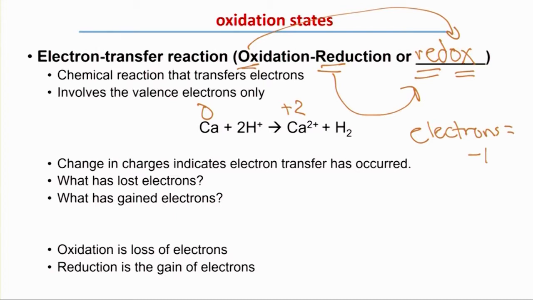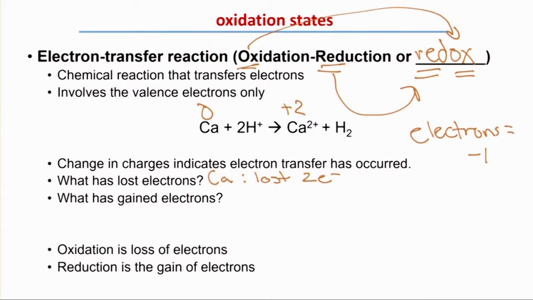Neutral calcium has equal number of electrons and protons. Okay, look at its atomic number. In order to now form an ion, it has a loss of electrons, and since it's now +2, it has lost 2. So calcium lost 2 electrons. That means that H+ must have gained those electrons.